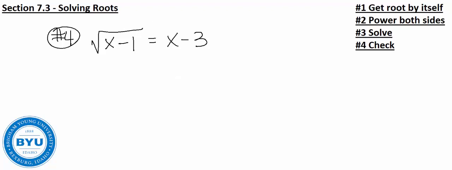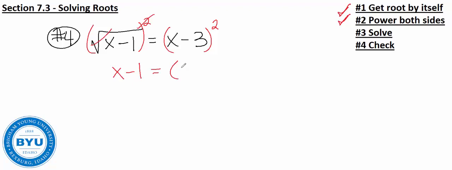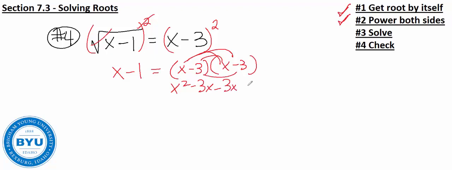Okay, let's do it. Step number 1, get the root by itself. It's done. It's by itself. So we're now going to power both sides using a 2. The square root cancels with the squared, leaving me with x minus 1 equals, I'll have to write this one out twice, x minus 3, x minus 3. So that's x squared minus 3x minus 3x plus 9. Okay, so x minus 1 equals x squared minus 6x plus 9.